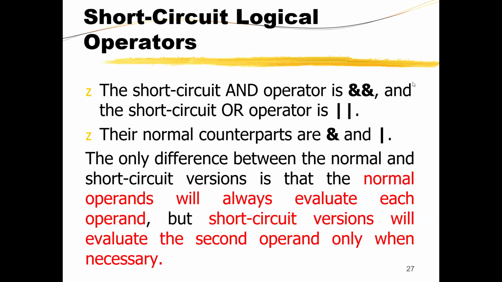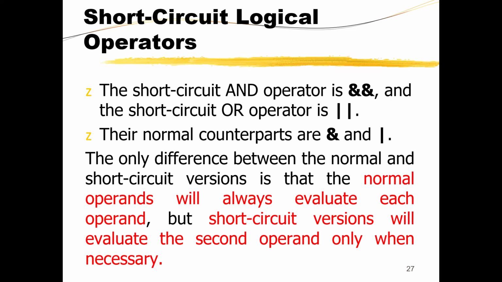Right, the short circuit logical operators. You can call them as two AND signs represent the short circuit AND operator, and two OR signs represent the short circuit OR operator. These are the normal counterparts of the AND and OR operators. The only difference is that the normal AND or normal OR operator will always evaluate both operands, but the short circuit versions will evaluate the second operand only when it is necessary.